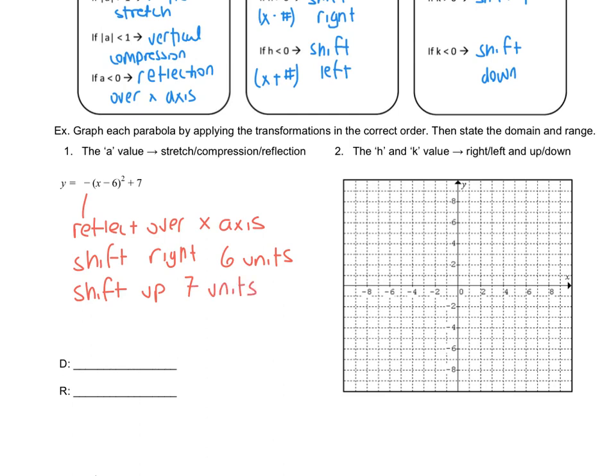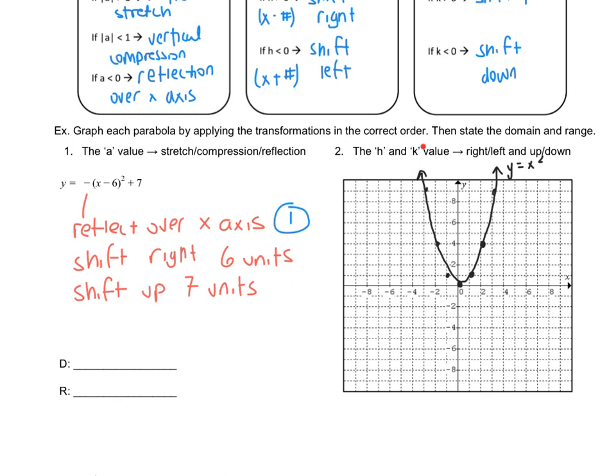Now before I can do any of these transformations, I have to graph that parent parabola first. So we had the points (0, 0), (1, 1), (2, 4), (3, 9). So I'm pretty much just squaring all these x values on the spot. The (negative 1, 1), (negative 2, 4), (negative 3, 9). And now I'm going to connect, put arrows at the ends, and I'm going to label this y equals x squared. Now, let's do our first transformation, and it's going to be the reflection over the x-axis.